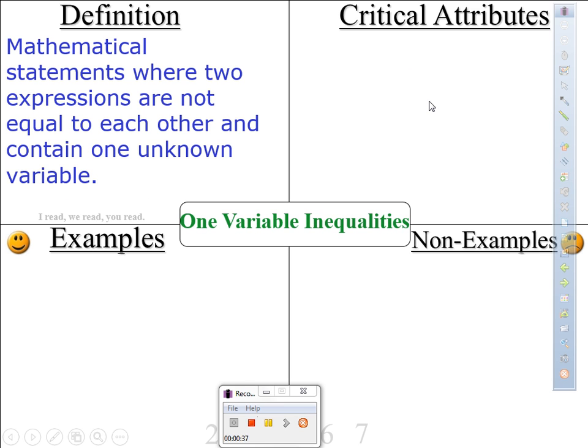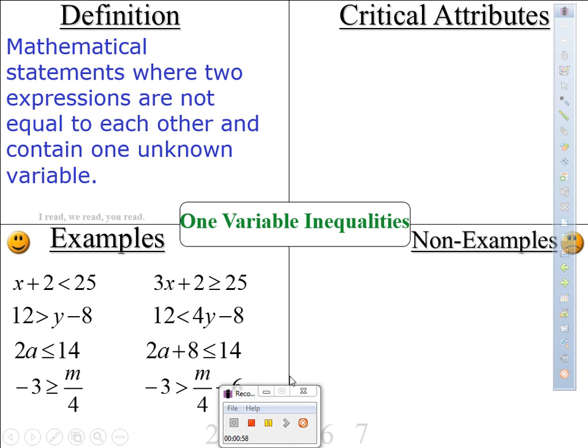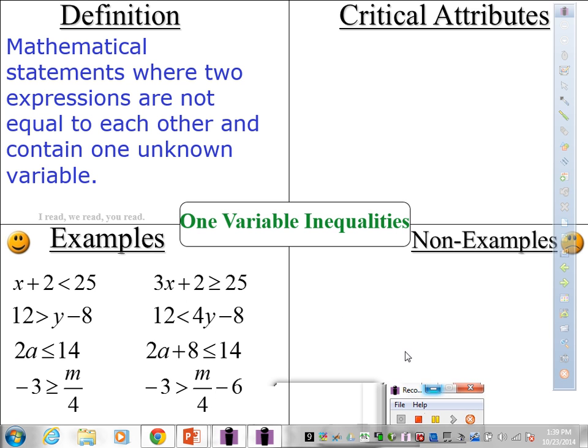Copy these examples down, please. We got x plus 2 less than 25, 12 greater than y minus 8, 2a less than or equal to 14, negative 3 greater than or equal to m over 4. Then we got 3x plus 2 greater than or equal to 25, 12 less than 4y minus 8, 2a plus 8 less than or equal to 14, and negative 3 greater than m over 4 minus 6.